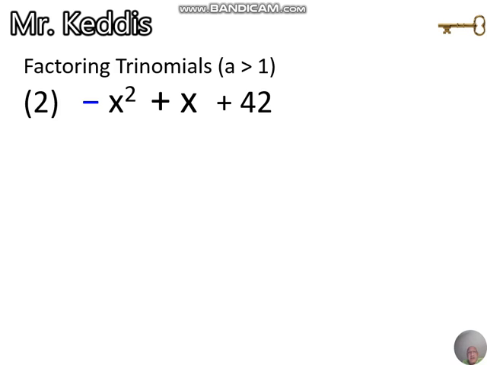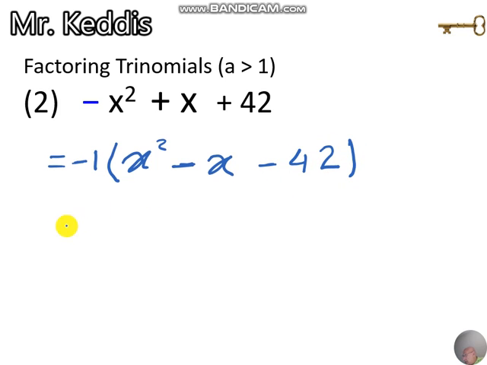The leading coefficient here is not 1, it is negative 1. I have to get rid of the negative 1. To get rid of the negative 1, I have to take negative 1 as a common factor. X squared. Positive x divided by negative 1, I get negative x. Positive 42 divided by negative 1, I get negative 42.